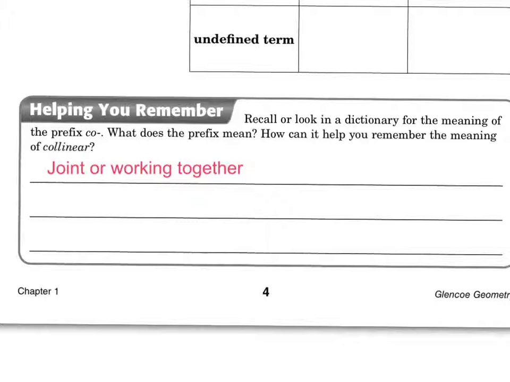And how can it help you remember? Two or more points together. So if they're on the same line, they're collinear. If they're on the same plane, they're coplanar. Alright, so there's section 1.1. Hopefully that was alright, and you guys are starting to get the hang of what our video notes are going to be like.